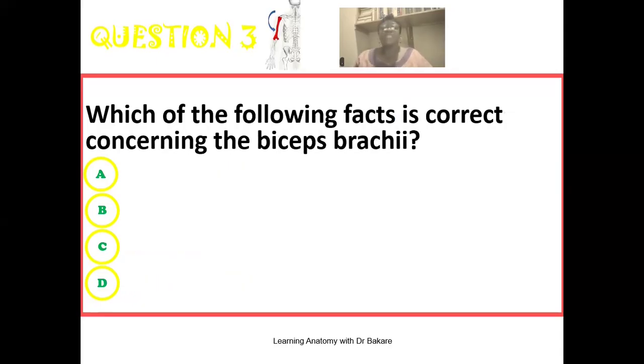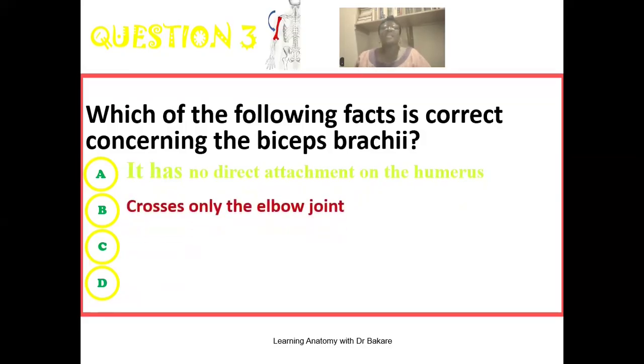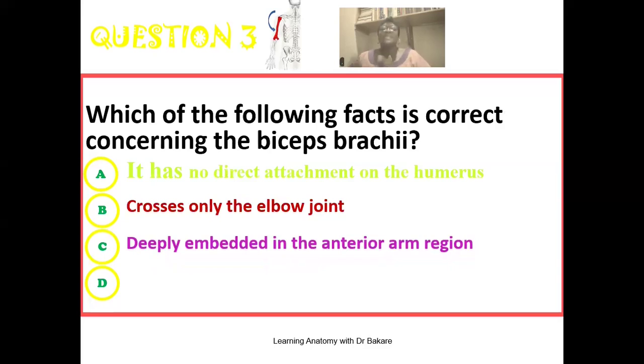Now let's move to the third question, and this reads, which of the following facts is correct concerning the biceps brachii? Is it the fact that it has no direct attachment on the humerus? Is it the fact that it crosses only the elbow joint? Is it the fact that it is deeply embedded in the anterior arm region? Or is it the fact that it has three heads? Out of all these facts, the correct answer as it relates to the biceps brachii muscle is the fact that it has no direct attachment on the humerus.